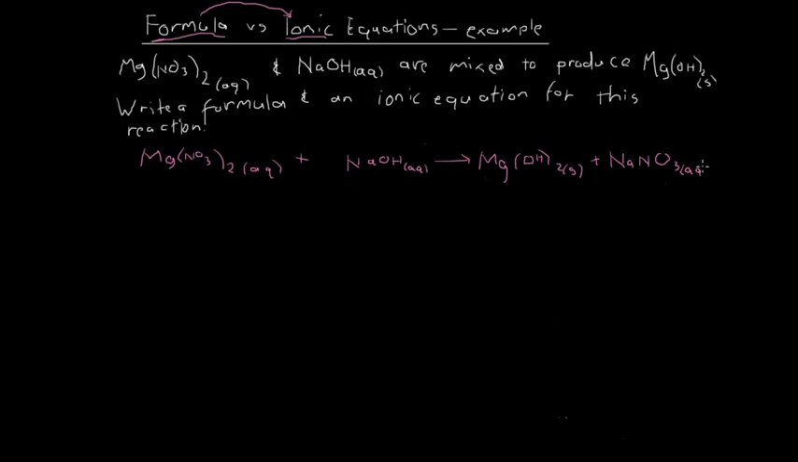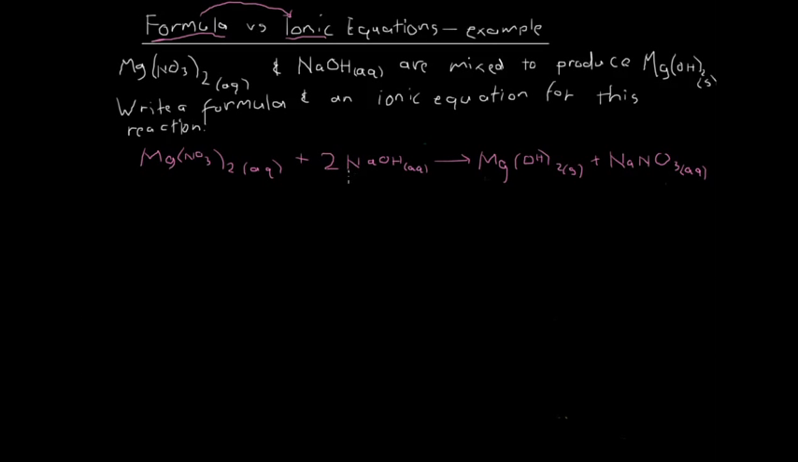Now, it's very important to balance these equations. Remember, the two things to include in all equations are the states, which we have already done here for all our species, and to balance the equation. So we've got one magnesium on the left-hand side and one magnesium on the right-hand side, so that's all good. Now, we've got two hydroxides here and one hydroxide here. So to balance that, we need to put a 2 here.